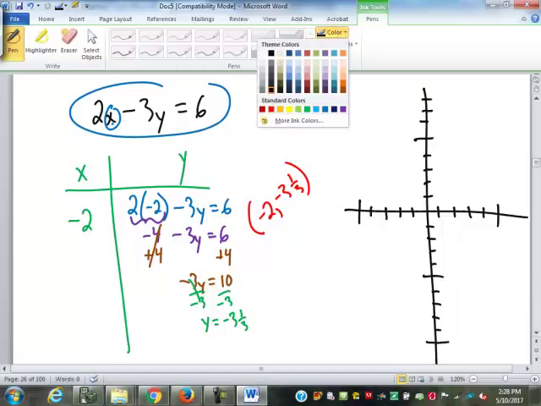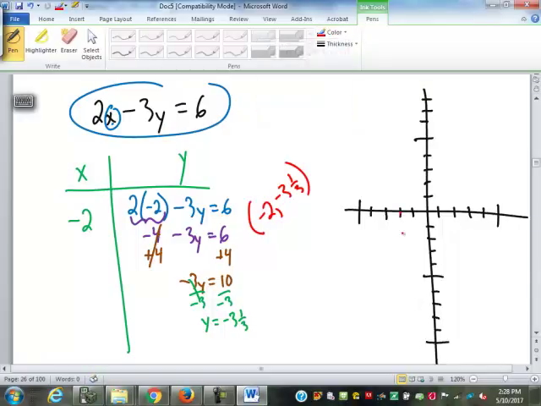So we have -2, -3 would be right here, so we just go a little bit past. We can approximate it. -3 1/3 is somewhere in there. A little bit below -3. So we have that point on the graph.